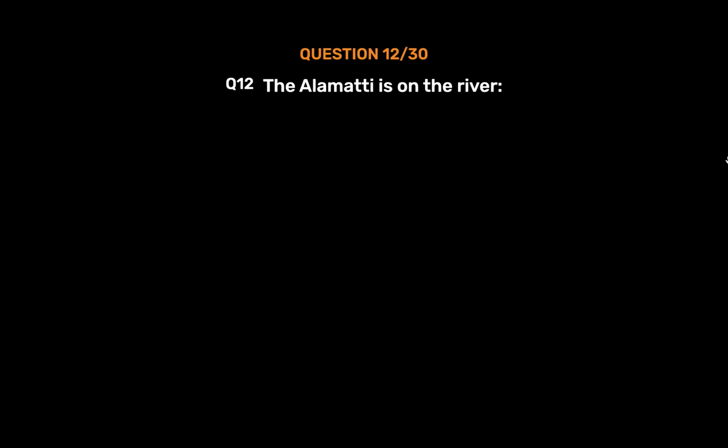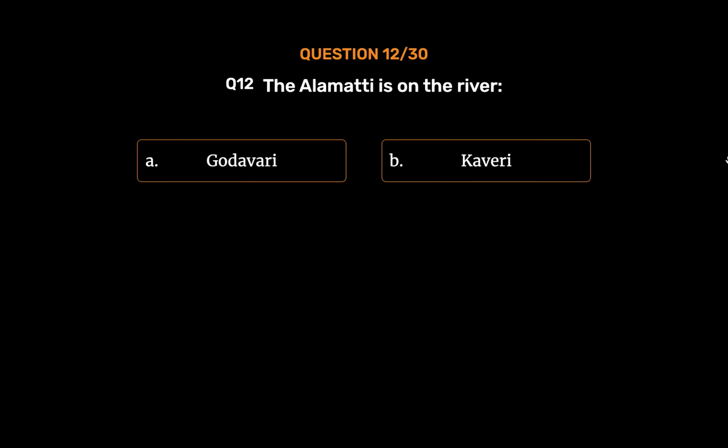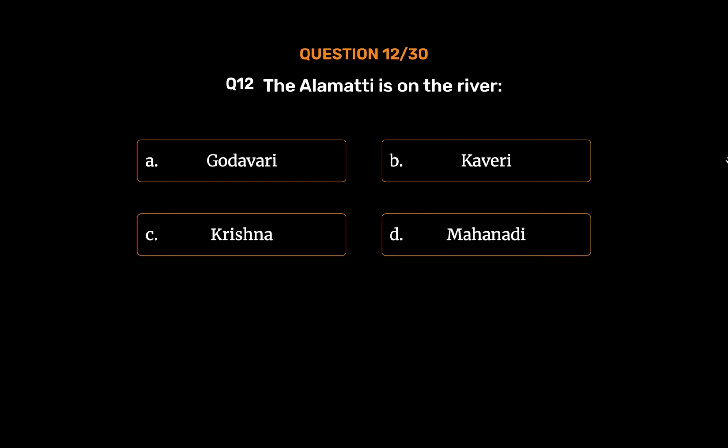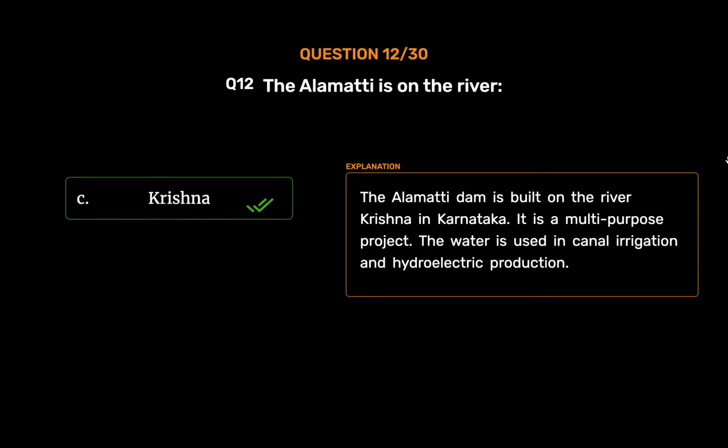Question number 12. The Almatti Dam is on the river Option A. Godavari. Option B. Kaveri. Option C. Krishna. Option D. Mahanadi. The correct answer is Option C. Krishna. The Almatti Dam is built on the river Krishna in Karnataka. It is a multi-purpose project. The water is used in canal irrigation and hydroelectric production.